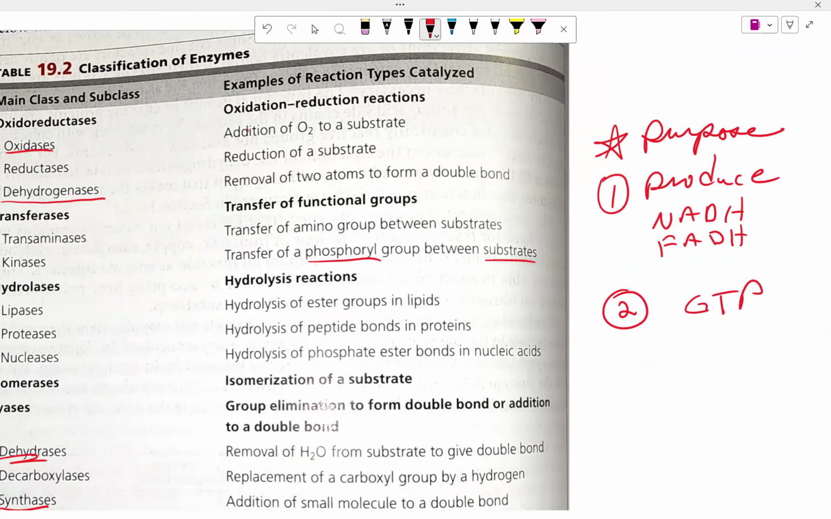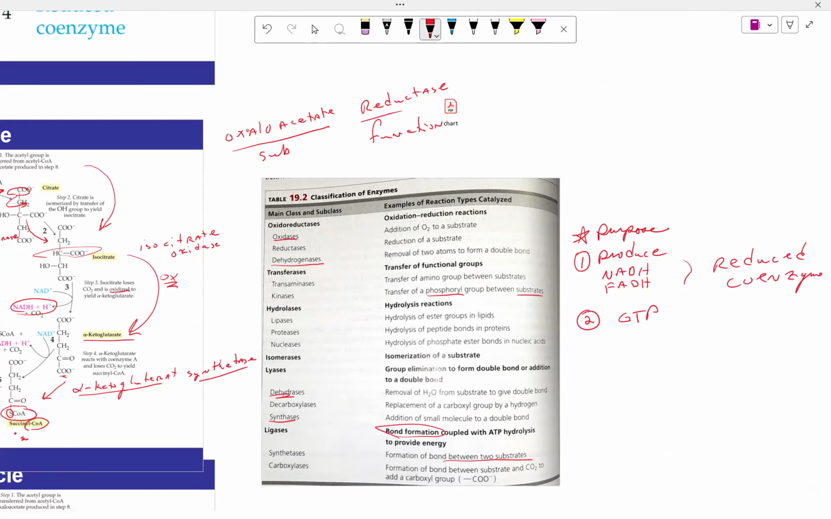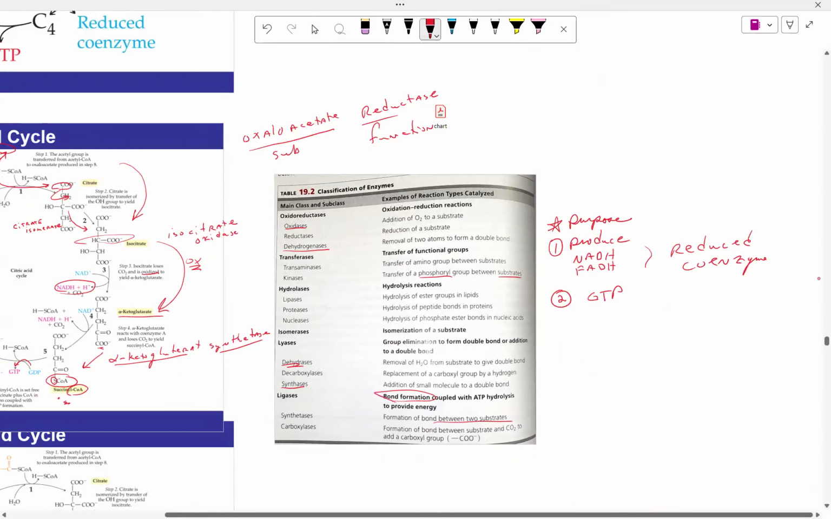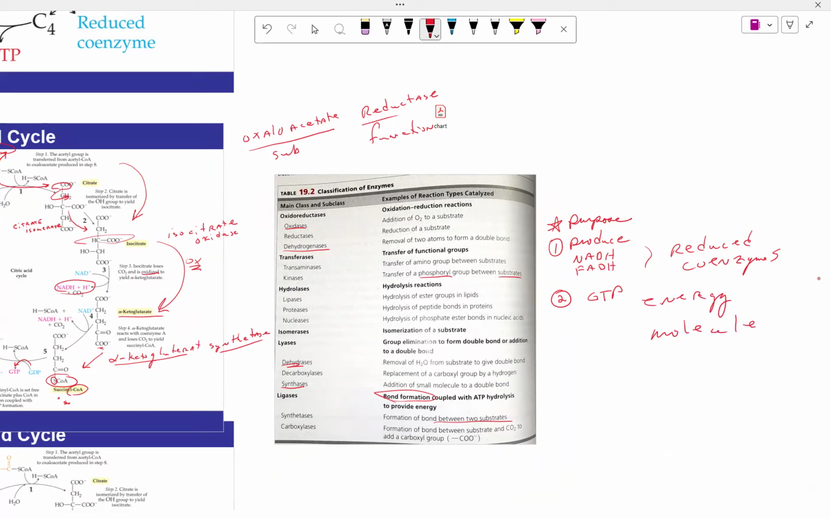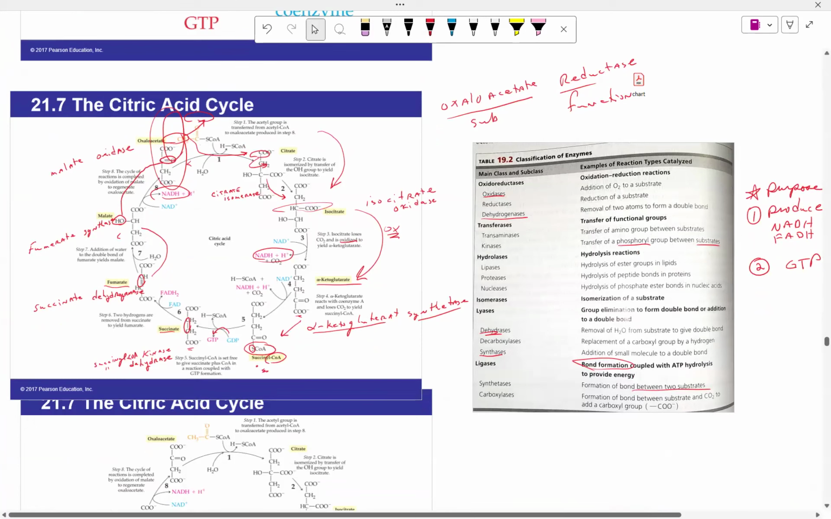So these are the reduced coenzymes. And we're producing an energy molecule, similar to ATP. Okay. All right. I totally understand these molecules are complicated, but if you just look at the small changes each time, that's where I want you to focus.